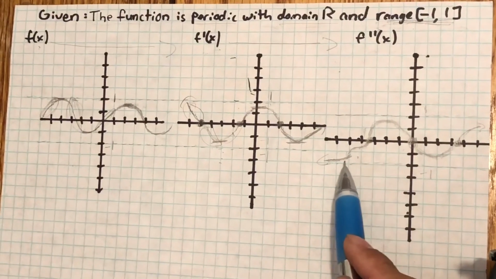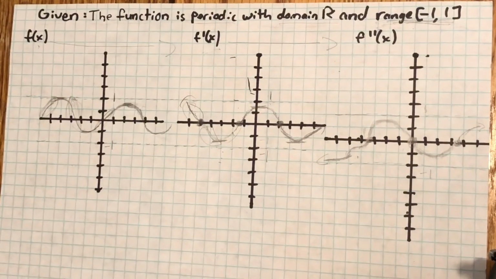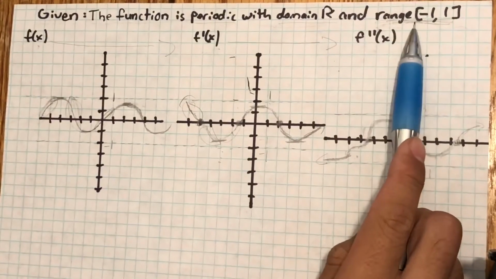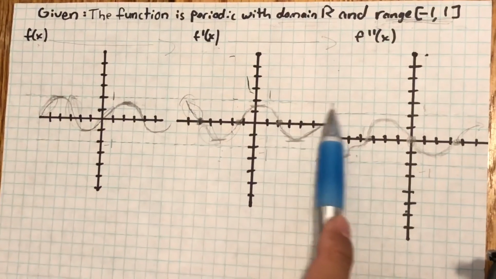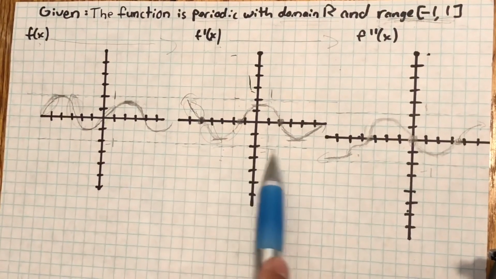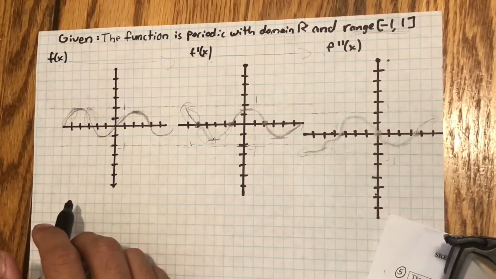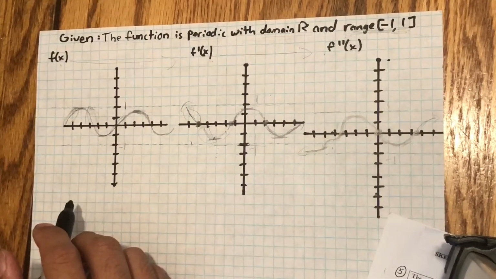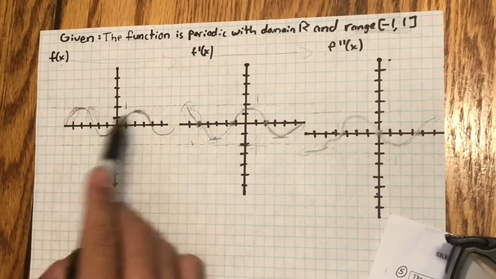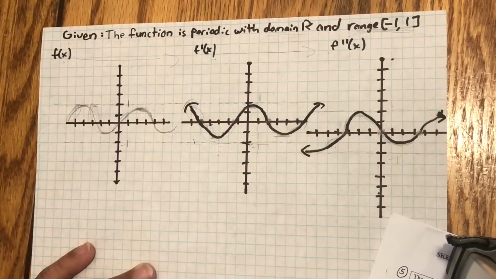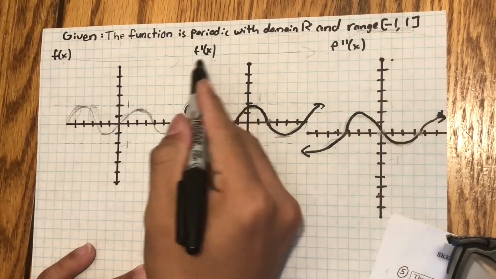Keep in mind that because the range is from -1 to 1, we cannot cross the horizontal asymptotes at -1 and 1. So now that we've found the graphs of f prime of x and f double prime of x, let's fix up our graphs a little bit. Beautiful. And now we have the graphs for f prime of x and f double prime of x.